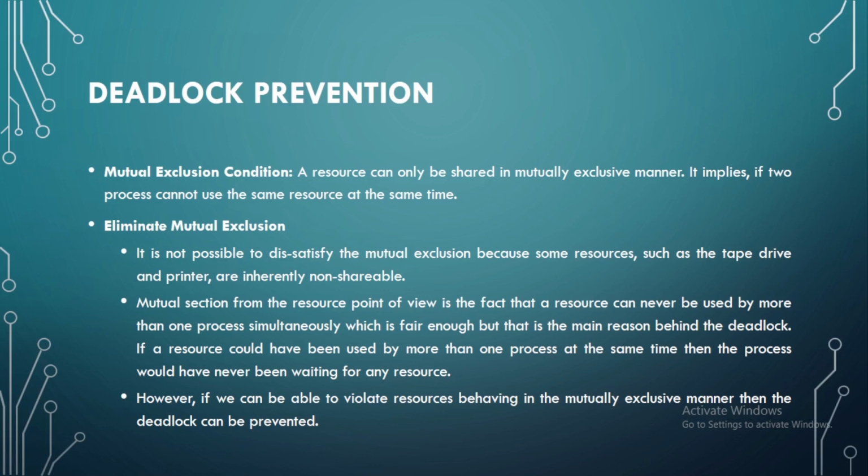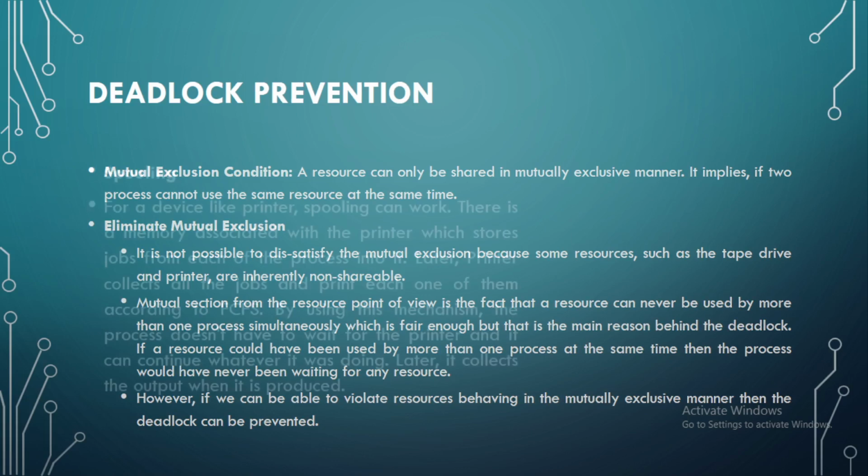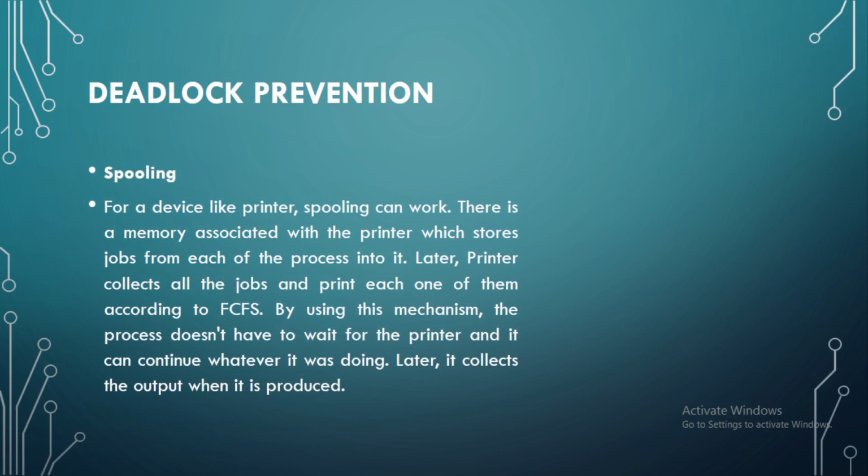If a resource could have been used by more than one process at a time, then the process would never have been waiting for any resource. However, if we are able to violate resources behaving in the mutually exclusive manner, then the deadlock can be prevented. Spooling is the solution for the mutual exclusion condition. For a device like a printer, spooling can work.